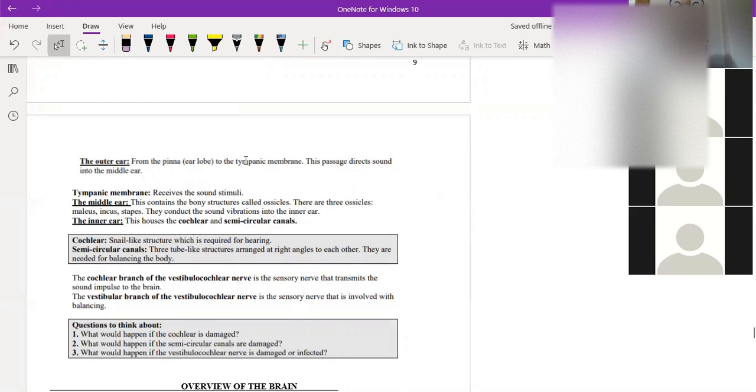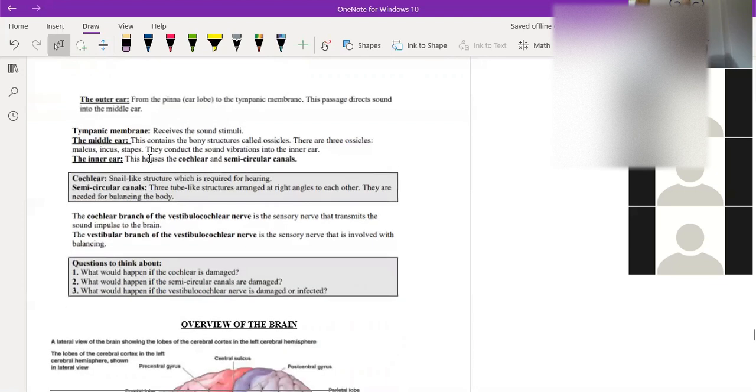Okay, outer ear: the ear lobe, pinna, to the tympanic membrane, which directs sound to the middle ear. Tympanic membrane, sees the sound vibrations. Middle ear contains bony structures called ossicles, three of them: malleus, incus, and stapes. They conduct the sound vibration to the inner ear.